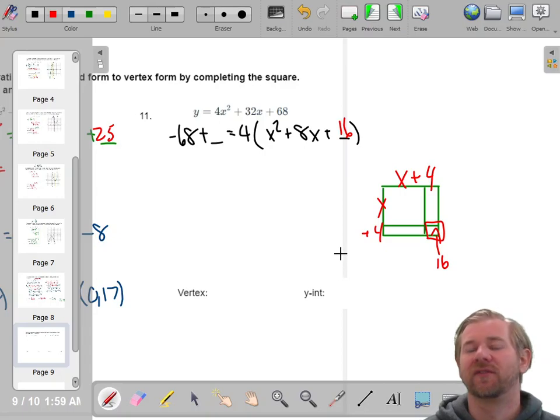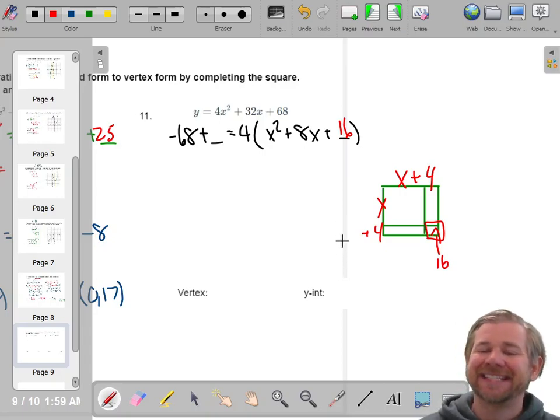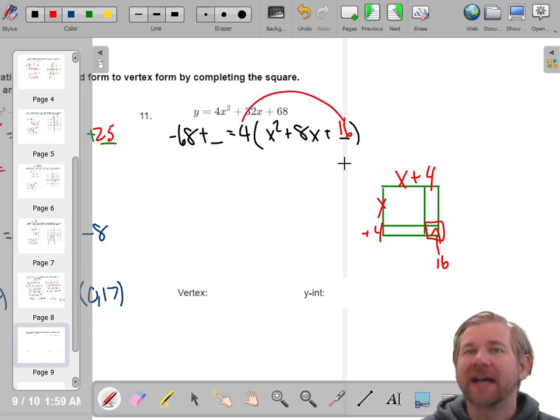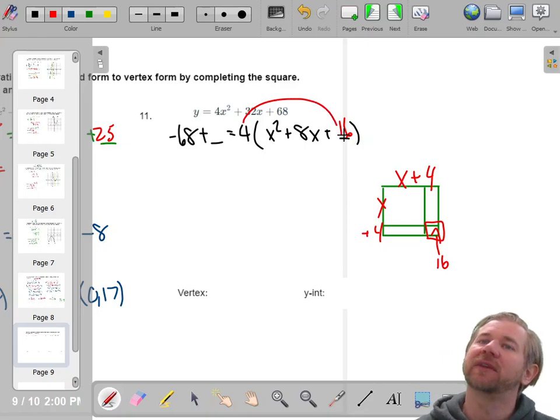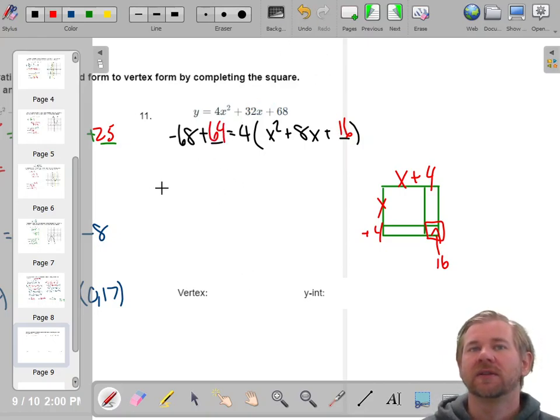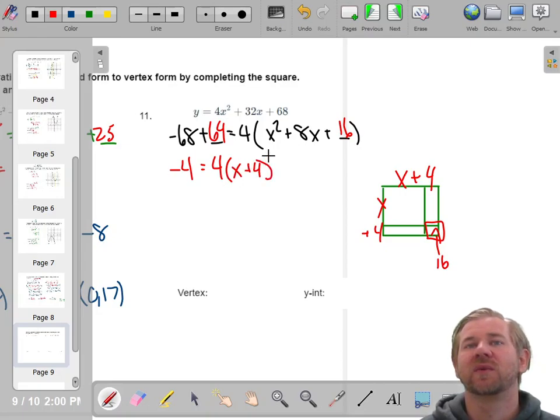But you got to be careful, because it's really not 16. It's really 4 times 16. Okay, it's completing this square, and in this square it is 16. But we factored out that 4. So 4 times 16 is 64. So now I have negative 68 plus 64 on the left. That's negative 4. And on the right, I can now factor. That's x plus 4 squared. That's what this is helping me do.